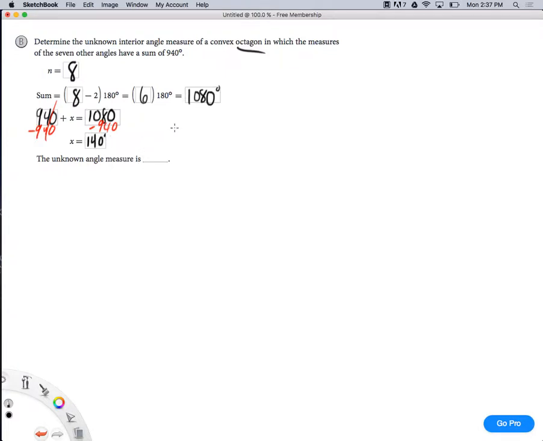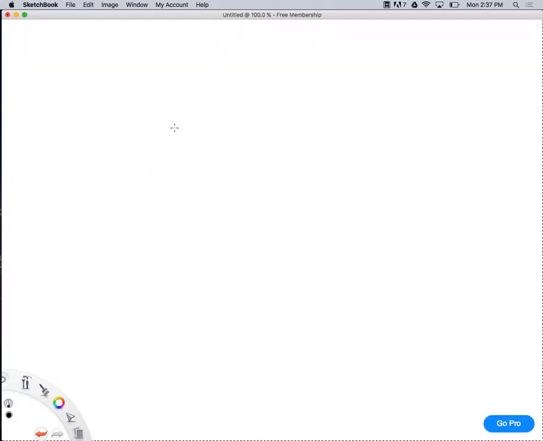Does that make sense? You could think about this in a more simple way of just saying, they all have to add up to 1080, so I just do 1080 minus 940, and that's the measure of my final angle. Does that make sense? So this is just setting up the algebraic equation for it. Any questions on that? Okay, so that's how that would show up.